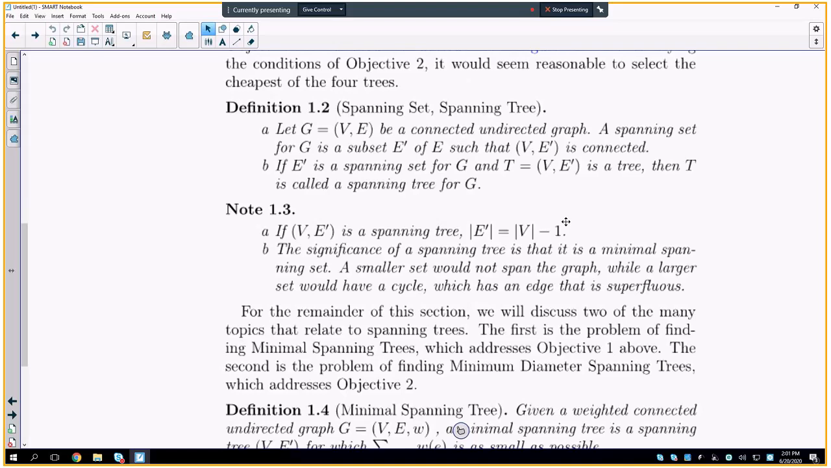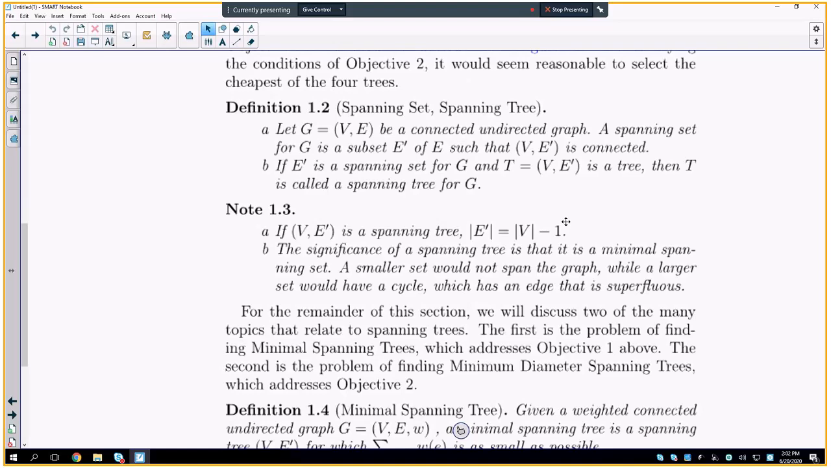So, the definition of a spanning tree. First we will define a spanning set. Let G = (V, E) be a connected undirected graph. A spanning set for G is a subset E prime of the edge set. So you're keeping all the vertices, but you are possibly not keeping all the edges, such that (V, E prime) is still connected. So make sure that the graph is connected and delete all other edges, but still keep the connectedness.